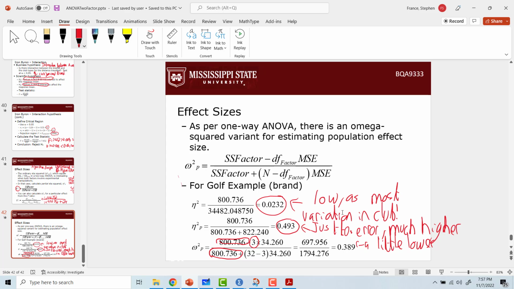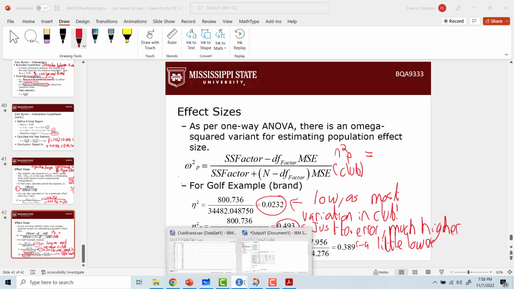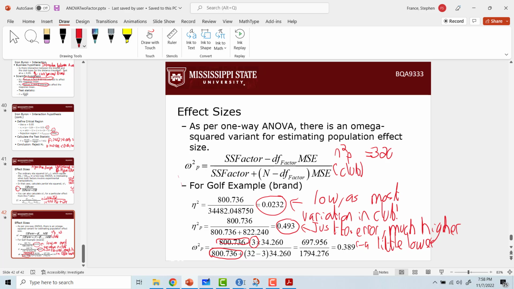So for fun, let's do the eta squared partial for the club, which is going to be very large, as we said, most of the variation is in the club. So let's have a look. The error of 822 is going to be the same. The variation of the club is 32,093.11 all over 32,093.11 plus 822.24.